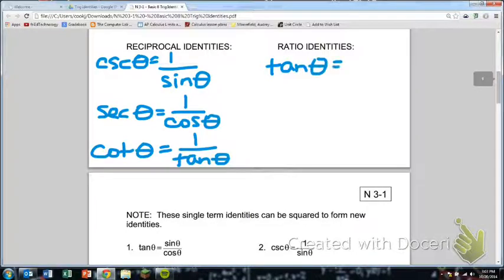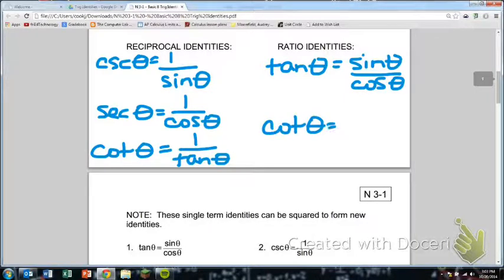The ratio identities are tangent and cotangent. Tangent we know is y over x. And since y is sine and x is cosine, we can say that tangent is sine over cosine. And cotangent is x over y, and x is cosine, and y is sine, so that means cotangent is cosine over sine. Right? So these are identities. These are things that are always true no matter what theta is. No matter what angle you have, these relationships are always true.